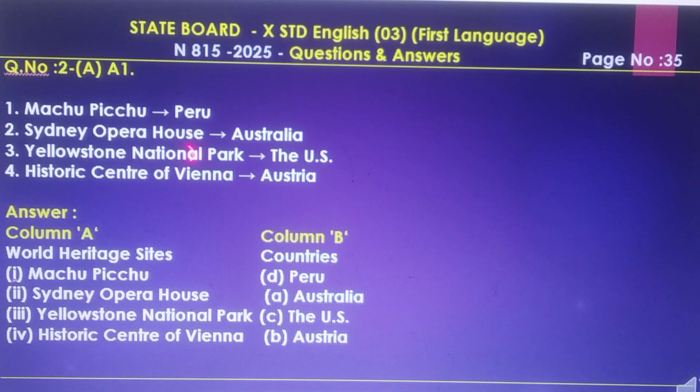Finally, the answer to this question is: Machu Picchu is in Peru, Sydney Opera House, Australia, Yellowstone National Park, the US, and Historical Center of Vienna, Austria. The answer is mentioned here.